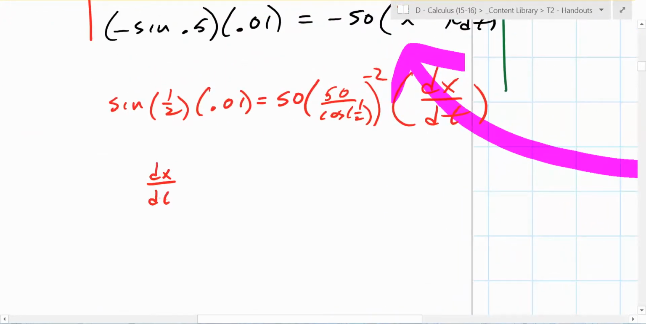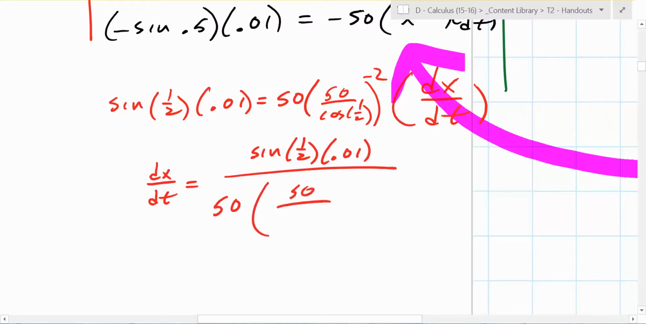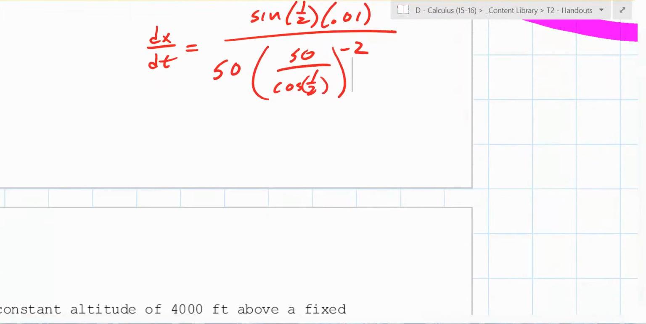So what is dx dt going to equal? It's going to be equal to sine of 1/2 times 0.01, right? All over 50 times 50 over cosine of 1/2 all to the what? -2. What does -2 mean? It means you flip it over and square it, right? So could you want to try simplifying this a little bit? Yeah, let's try. Dx dt is going to be equal to what?